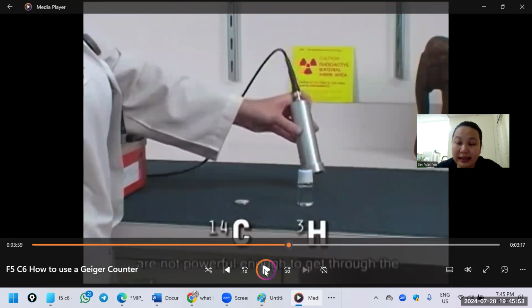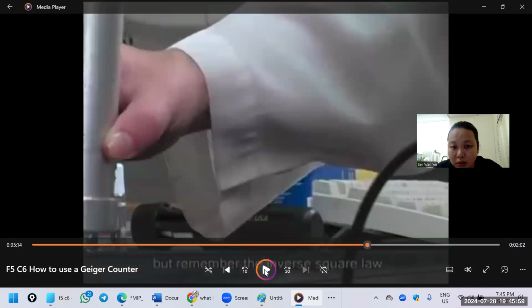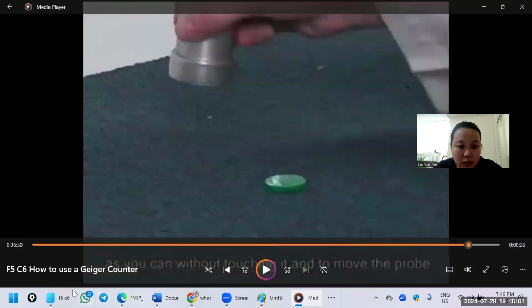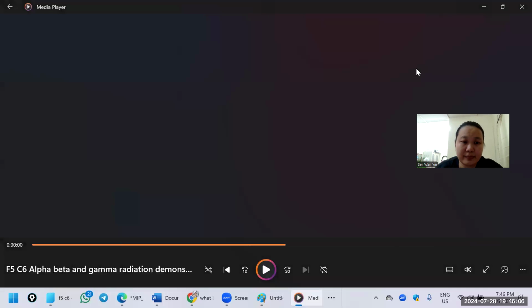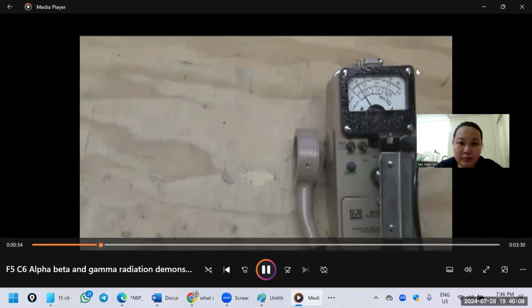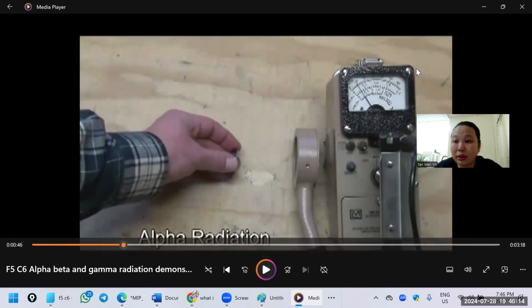This is another radioactive substance. So I want to show it will be blocked by, let me see. I think it's this. This is alpha radiation. Oh yeah, by the way, even without this radiation, you can also hear the sound ding ding ding ding ding. Okay, because we've got background radiation.